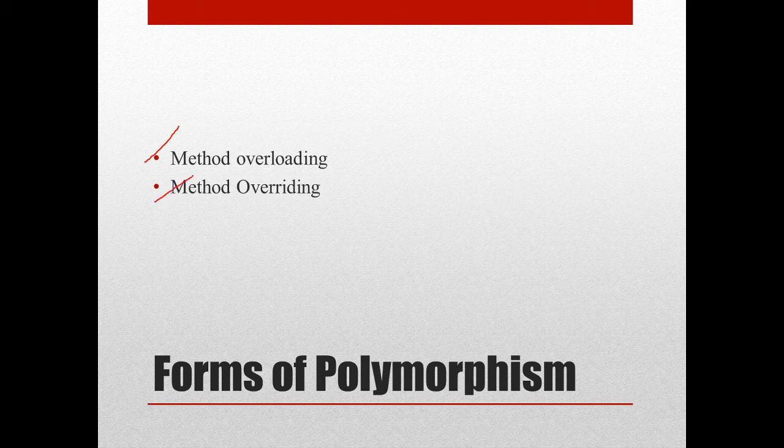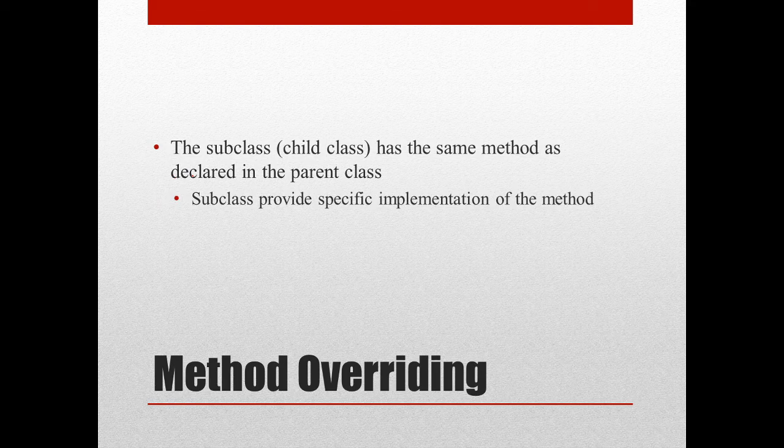Now, method overriding is when a subclass, yung mga child class natin, has the same method as declared in the parent class. So, it is known also as the method overriding in Java. In other words, if a subclass provides the specific implementation of the method that has been provided by one of its parent class, so that is known as the method overriding. So, there are rules of method overriding.